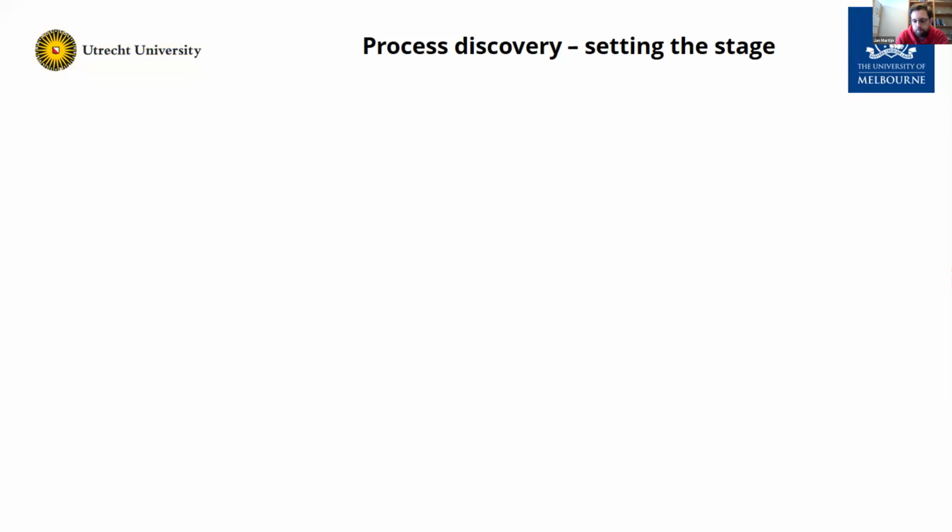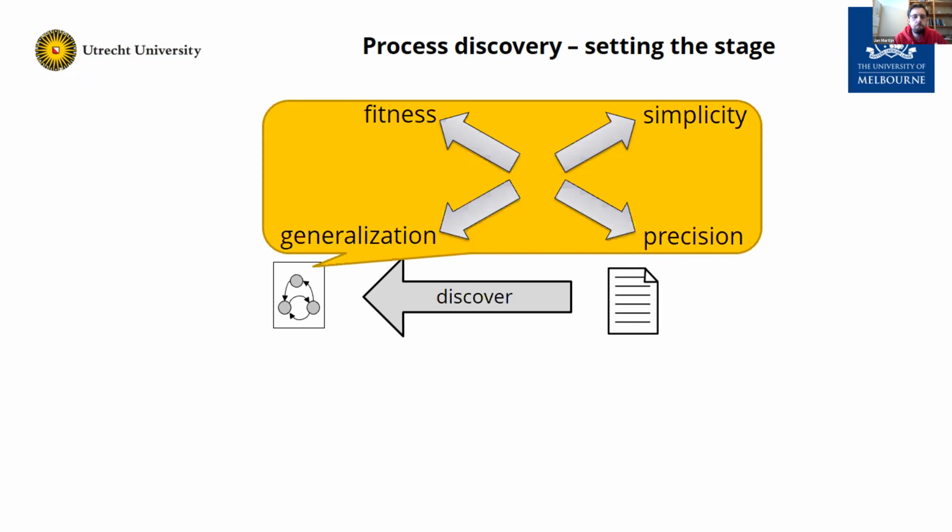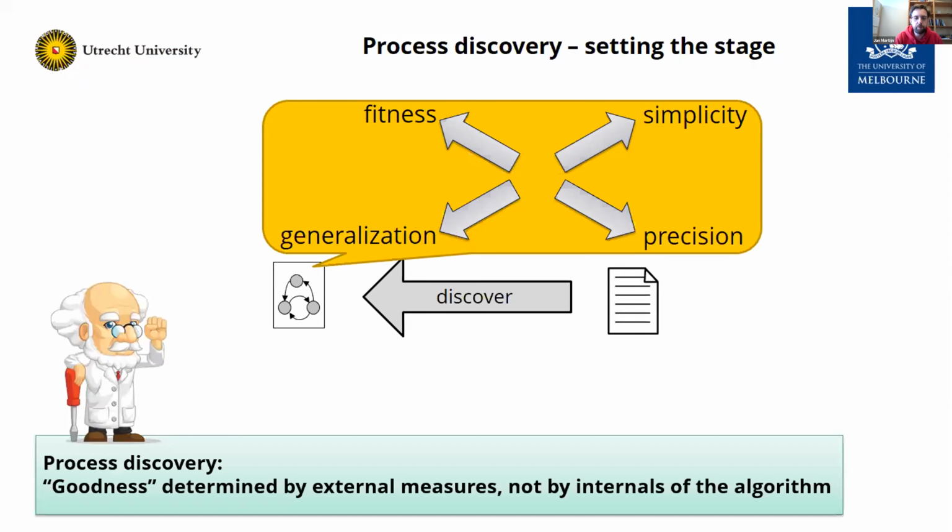So to illustrate this, typically what we do is we have an event log and then we discover some kind of model, right? That is the basis of process discovery. And then we want to know how good is our result in the model. And then we compare the log and the model with each other. And then we have different types of mechanisms to evaluate, the well-known four dimensions of generalization, precision, fitness, simplicity. That's the way we interpret this. But the goodness this way is determined by an external measure, namely the event log, and not really by the internals of the algorithm itself.